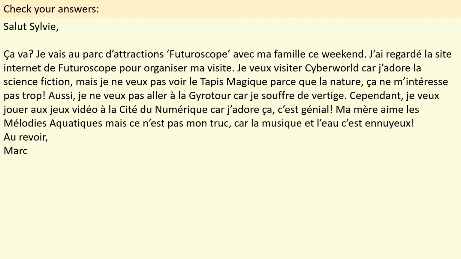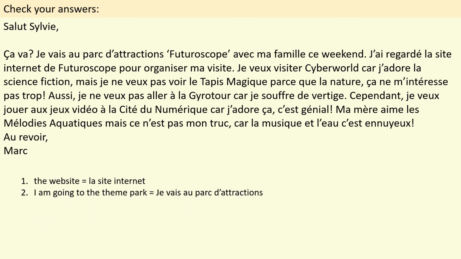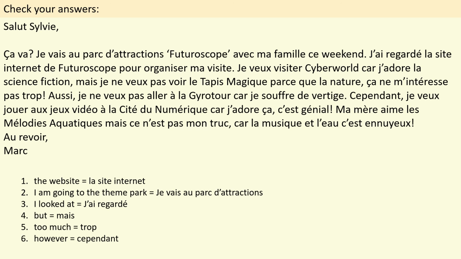I'm quickly going to go through your answers with you, so pause when you need to. 1. The website is le site internet. 2. I'm going to the theme park. Je vais au parc d'attractions. 3. I looked at. J'ai regardé. That's the past tense, the perfect tense we had last half term. 4. But, mais. 5. Too much is trop. And finally, 6. However is cependant. Pause now and then press play to go to the next activity.